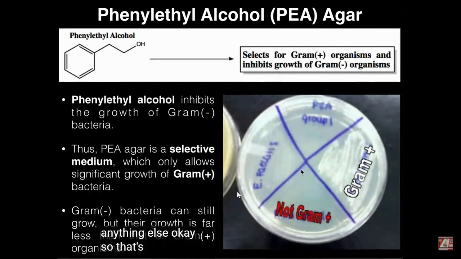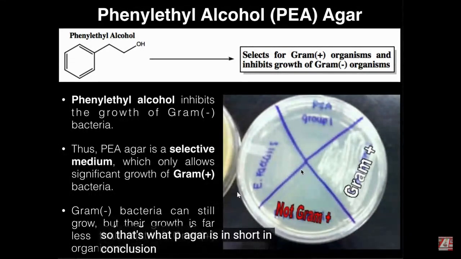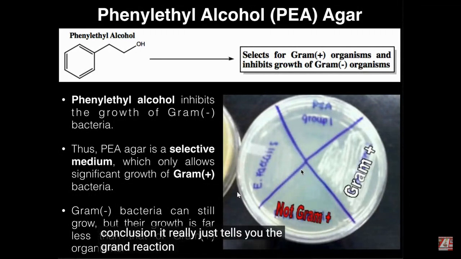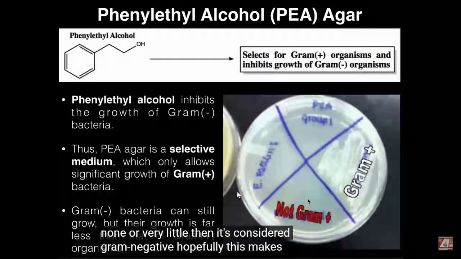Okay? So that's what PEA agar is in short. In conclusion, it really just tells you the gram reaction. If there's a lot of growth, such as over here on the right quadrant, it's a gram-positive bacteria. If there's not a lot of growth, either none or very little, then it's considered gram-negative. Hopefully this makes sense to you.